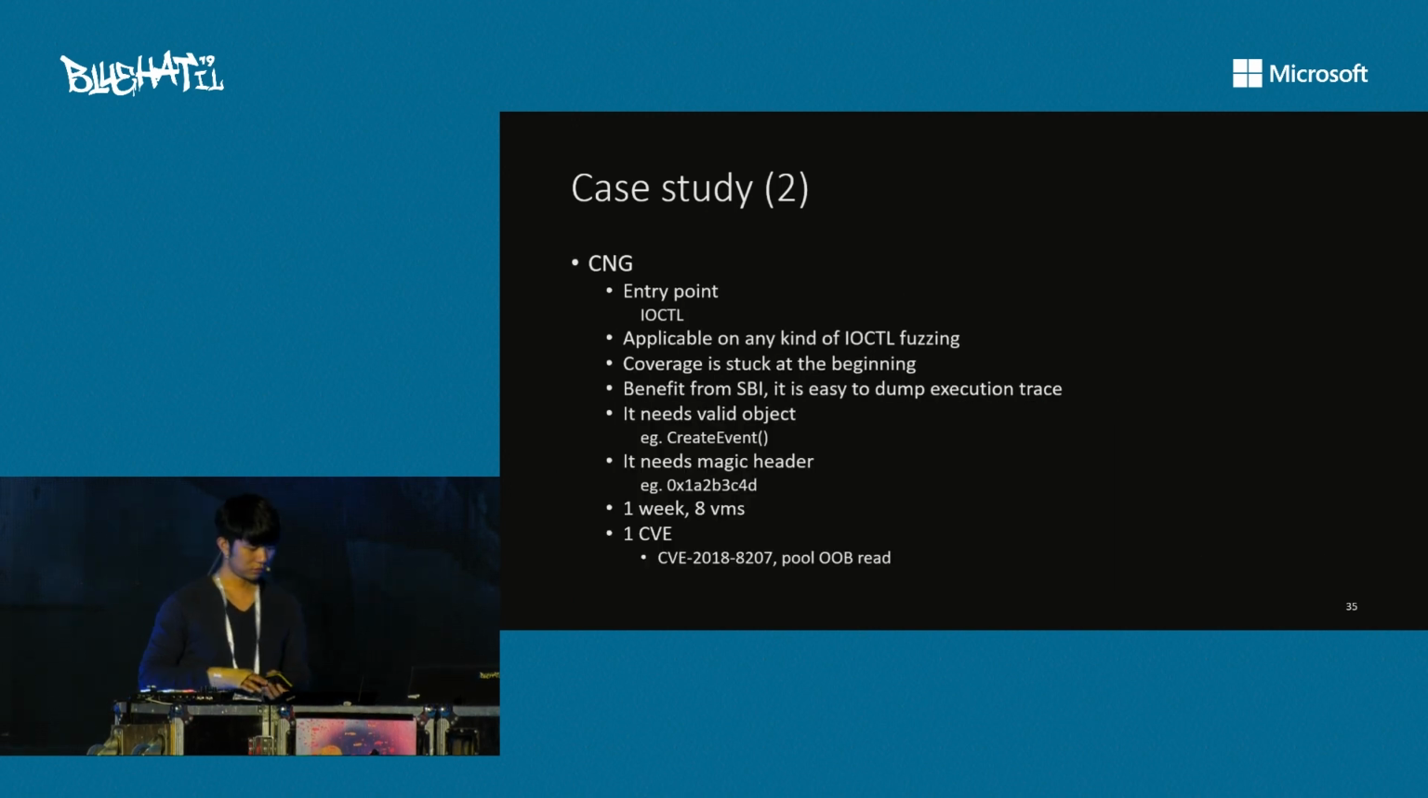Okay. After some investigation, the input for the I/O control needs some valid objects, such as an event object and a magic header. After that, I slightly adjusted the mutator and the input, and finally the code coverage increased. After fuzzing for a week on 8 virtual machines, the result is 1 CVE, an out-of-bounds read on pool memory.